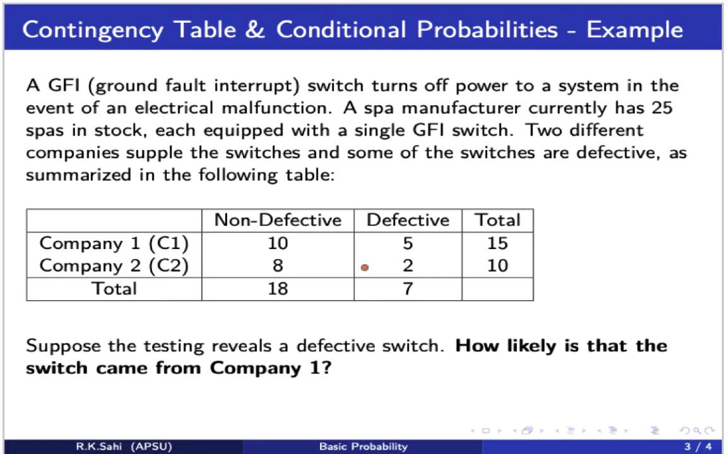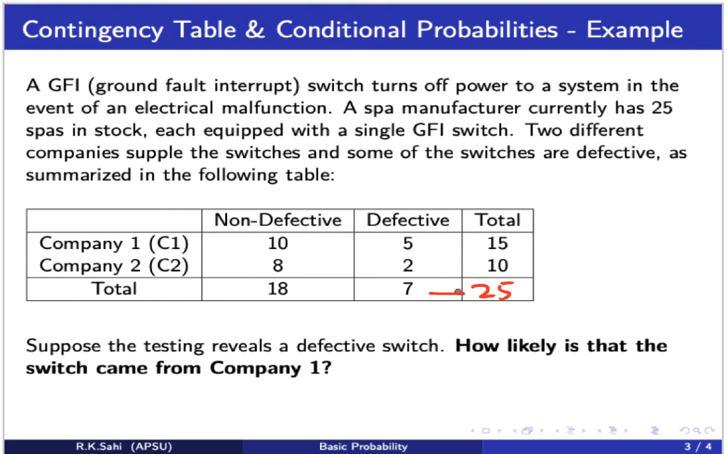Remember, there are a total of 25 switches. They can be defective or non-defective. So when you add them up, the defective and the non-defective, 18 and 7, it is 25. Now, the switches are coming from two companies: Company 1, C1, and Company 2, C2. Company C1 is giving 15 switches to the spa manufacturer, and Company 2 is giving 10. So the total again is 25.